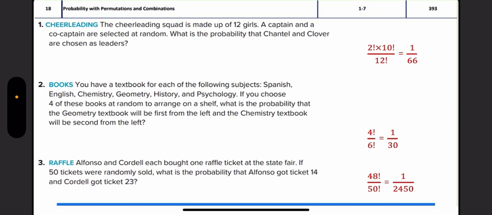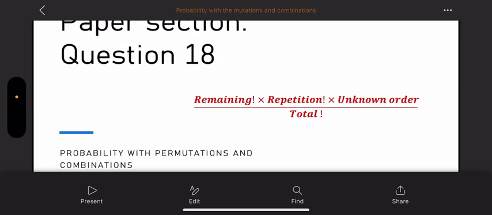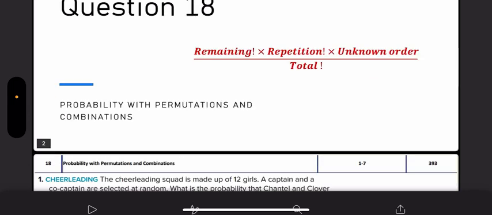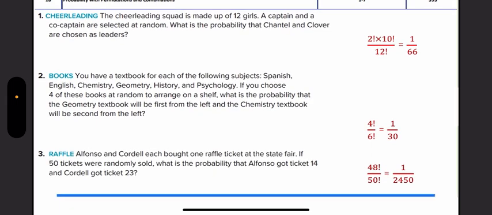Now let's go back. We said in the rule that if there is a repetition or unknown order, I will use the repetition and unknown order factorial. When we go back to the question, there is no repetition. You will see in other questions later how the repetition works. Here there is no repetition at all. What about the unknown order?